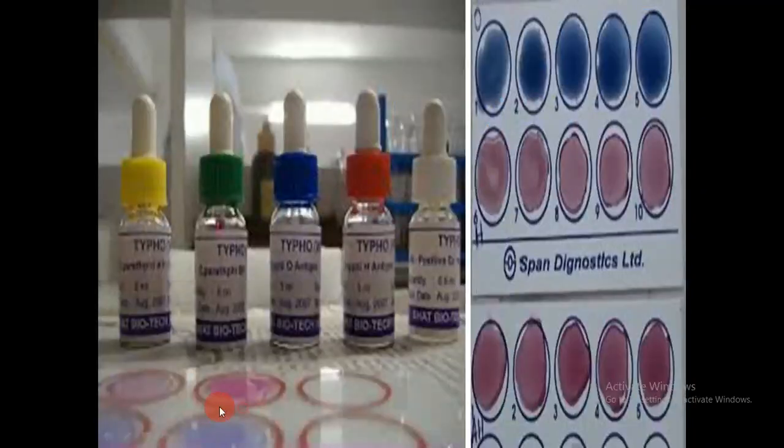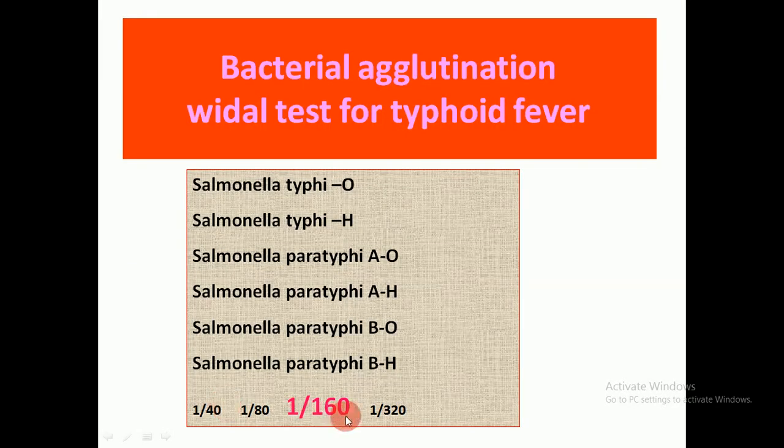And we make dilutions of the serum: 1 over 40, 1 over 80, 1 over 160, and 1 over 320. The diagnostic titer is 160 and more. O indicates infection, H indicates past infection or vaccination.